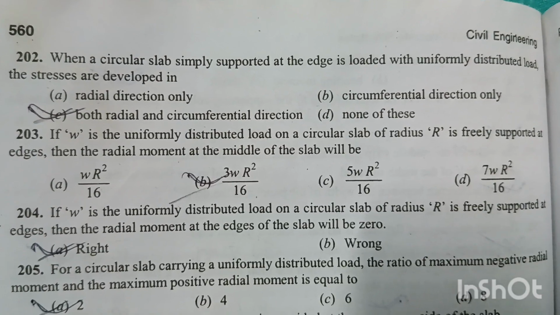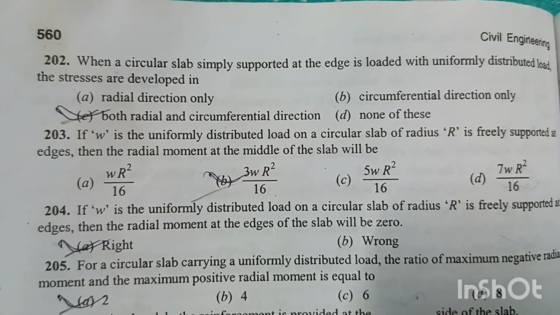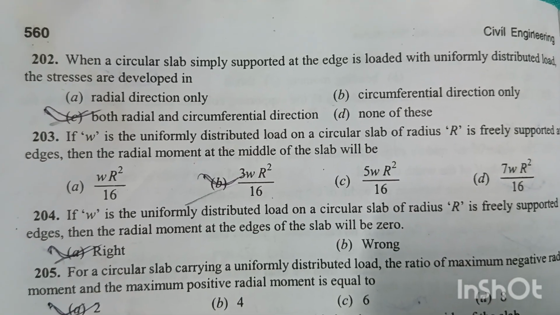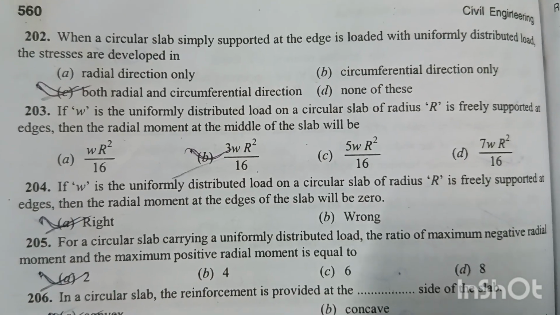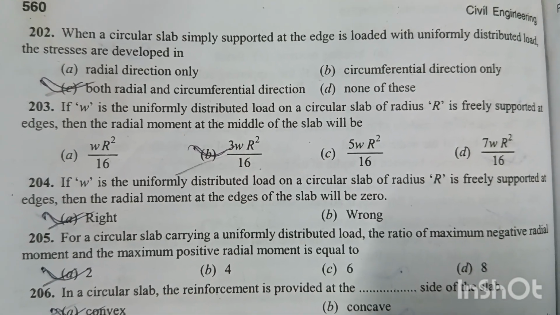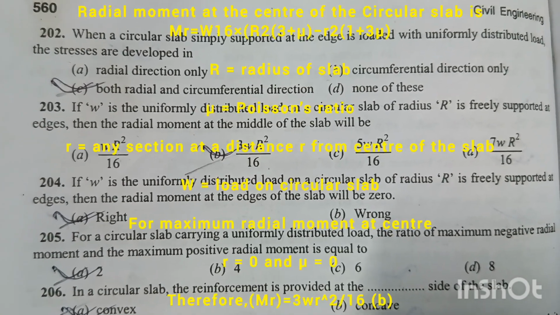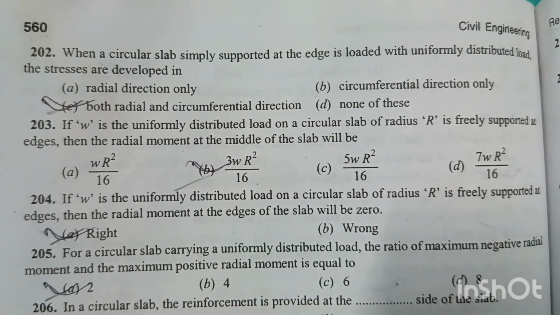Question number 202. When a circular slab simply supported at the edge is loaded with uniformly distributed load, the stresses are developed in both radial and circumferential direction. Option C is the right answer. Question number 203. If W is the uniformly distributed load on a circular slab of radius R freely supported at the edges, then radial moment at the middle of the slab will be 3WR square by 16. Option B is the right answer.